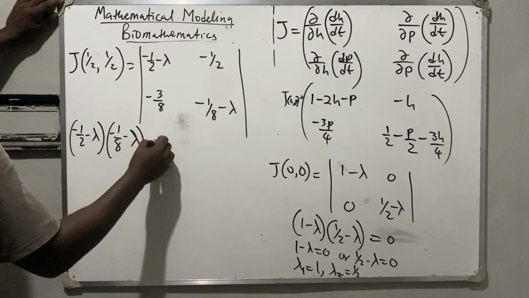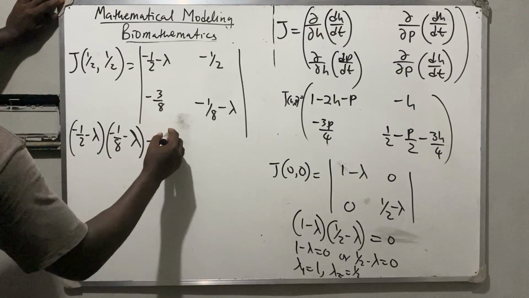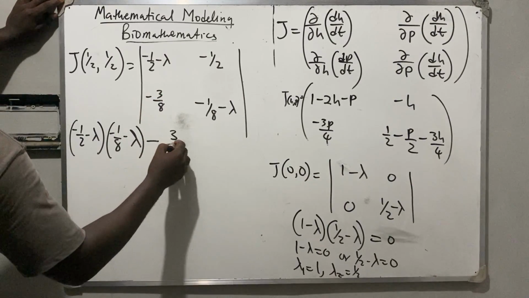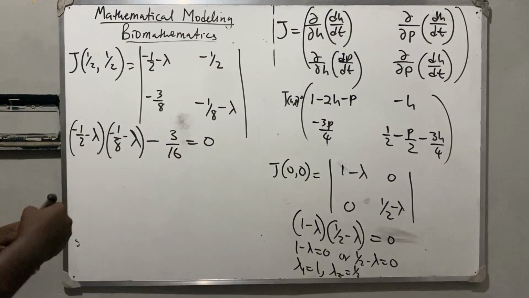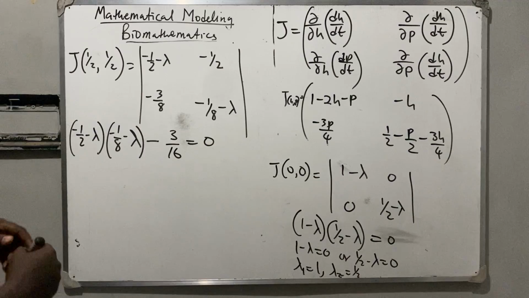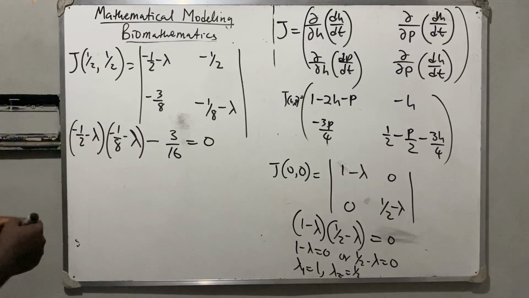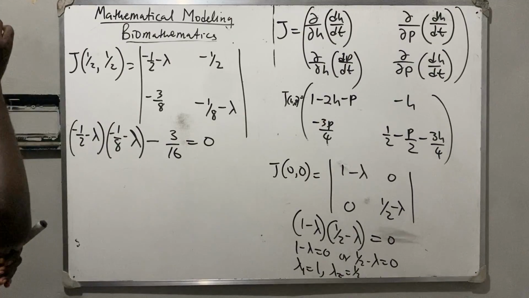Okay, then minus. This time this will give us 3 times 1 is 3, and 2 is 16. Okay, is equal to what? 0. So, minus is plus. This minus is because of the cross multiply. So from here we open the bracket, because we cannot do anything here. We must open the bracket and find out the quadratic equation.